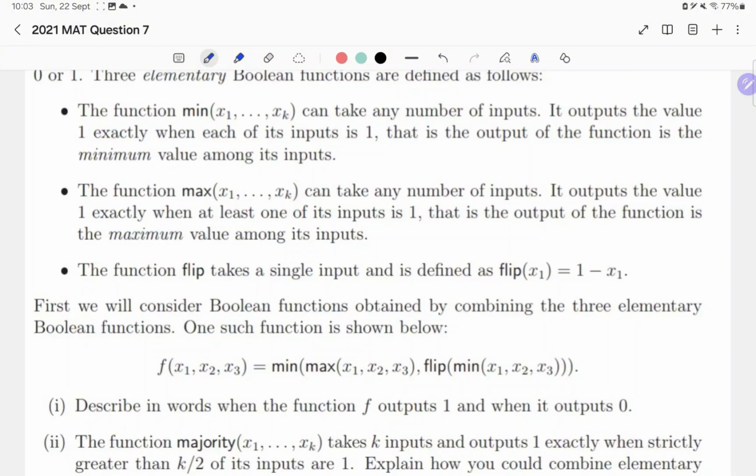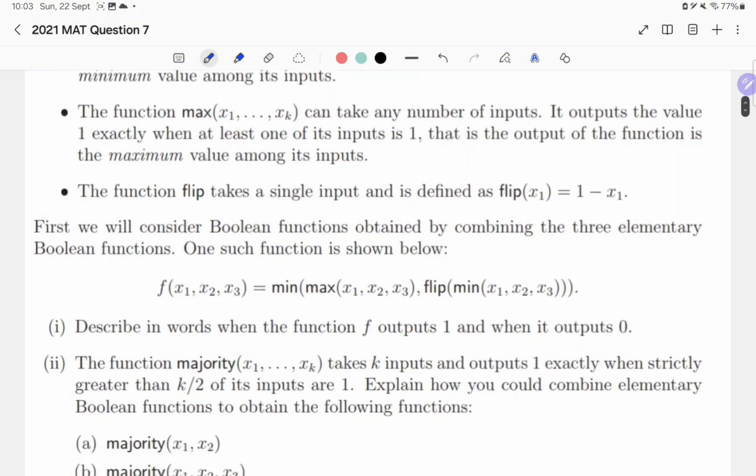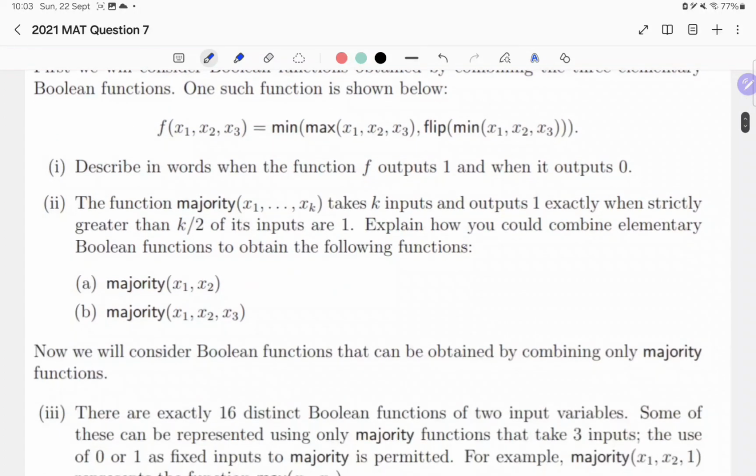First, we will consider Boolean functions obtained by combining the three elementary Boolean functions. One such function is shown below. Part 1. Describe in words when the function f outputs 1 and when it outputs 0. Part 2. The function majority of x1 to xk takes k inputs and outputs 1 exactly when strictly greater than k by 2 of its inputs are 1. Explain how you could combine elementary Boolean functions to obtain the following functions. A. Majority of x1, x2, and B. Majority of x1, x2, x3.